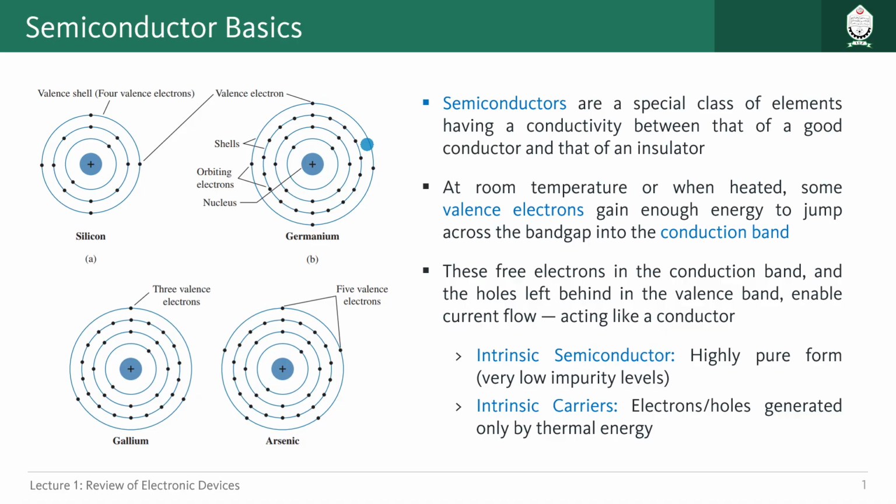From this discussion we have some terms we generally use to denote semiconductors, like intrinsic semiconductor, which is highly pure, without any kind of impurities added to the semiconductor. These kinds of semiconductors are called intrinsic semiconductors. Intrinsic carriers means the electron-hole pairs generated only by thermal energy. So in an intrinsic semiconductor, we can generate carriers, electron-hole pairs, by just one means, which is by increasing the temperature of that material. So these are called intrinsic carriers.